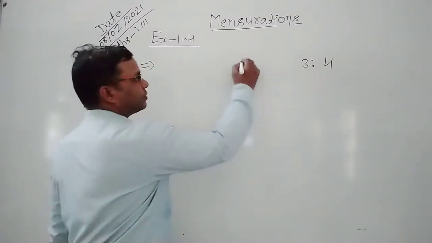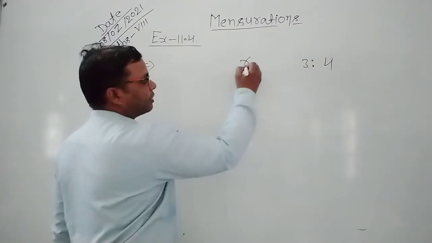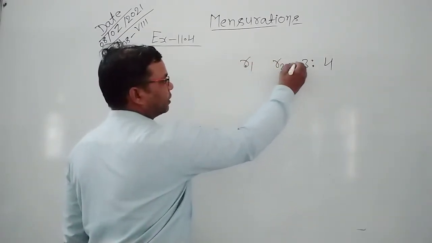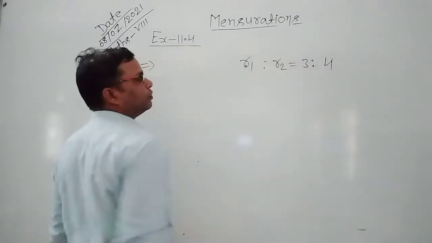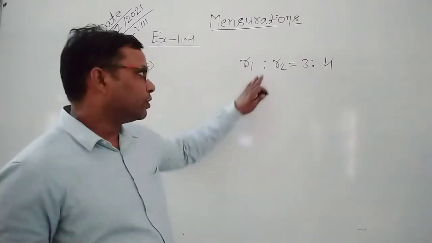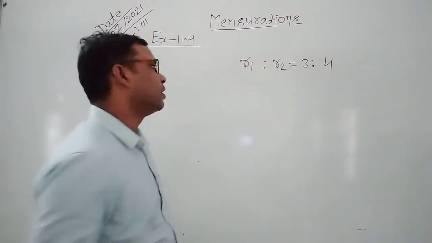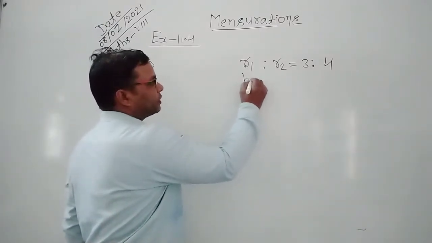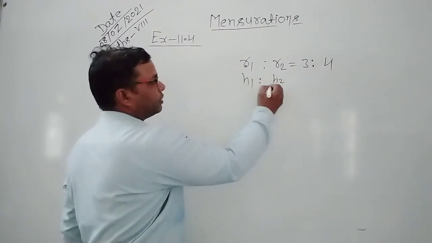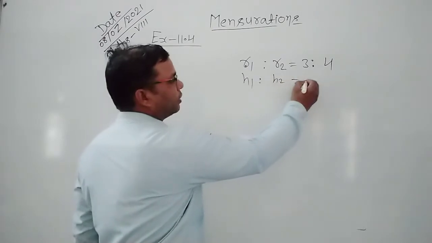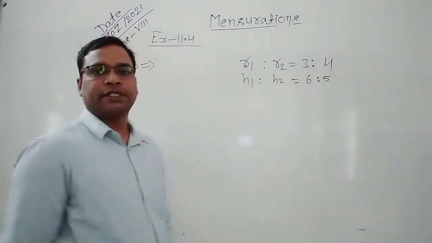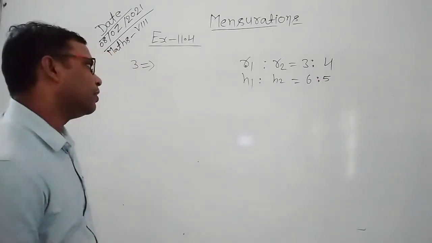Let R1 be the radius of the first cylinder and R2 the radius of the second cylinder. So R1 ratio R2 is equal to 3:4. H1 is the height of the first cylinder and H2 is the height of the second cylinder, so H1 ratio H2 is equal to 6:5. This is given.